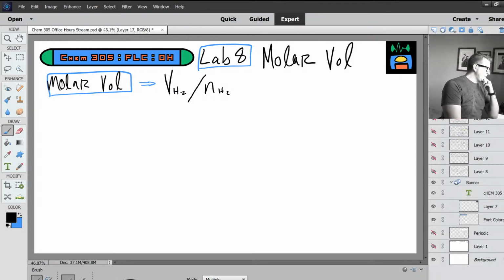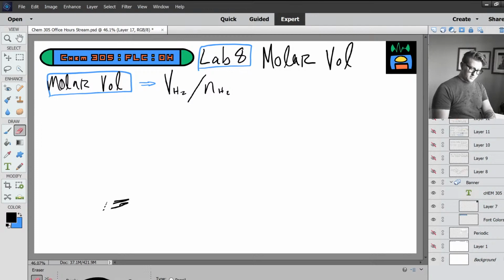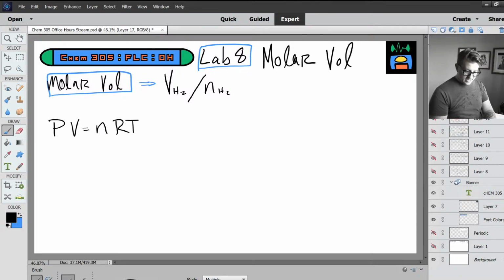And when it says use the ideal gas law to find the molar volume of a gas, probably the easiest way to do this would be looking at the ideal gas law, because you know that PV equals nRT, and if you do a little algebra, divide both sides by volume, you get pressure is equal to nRT over V.